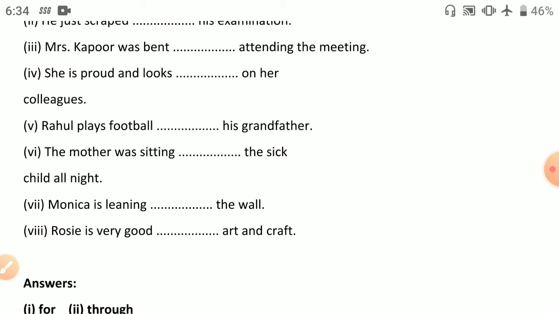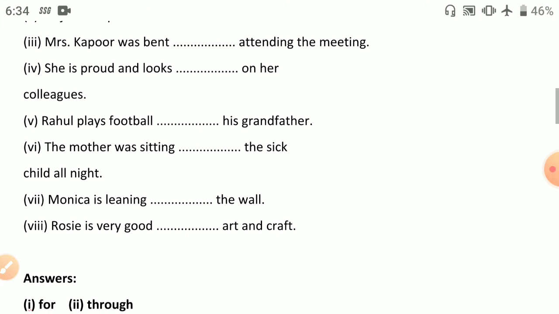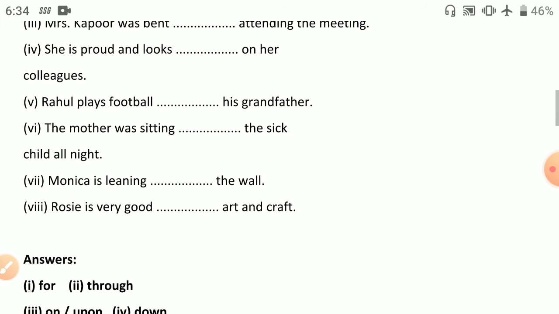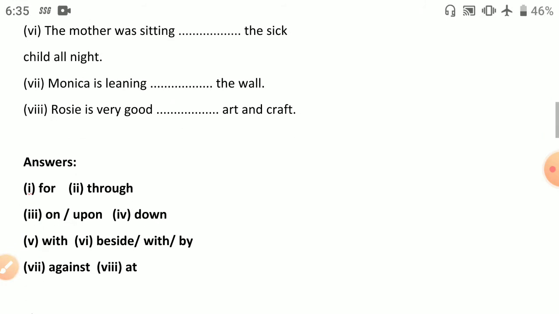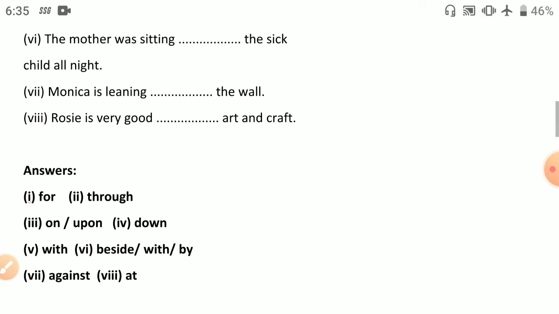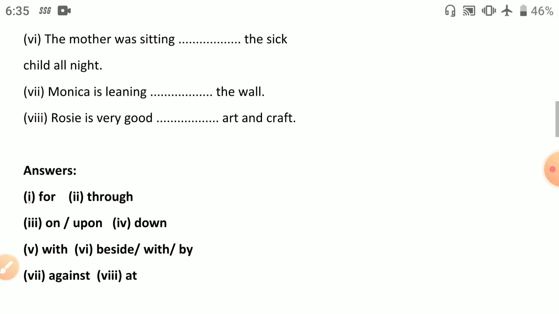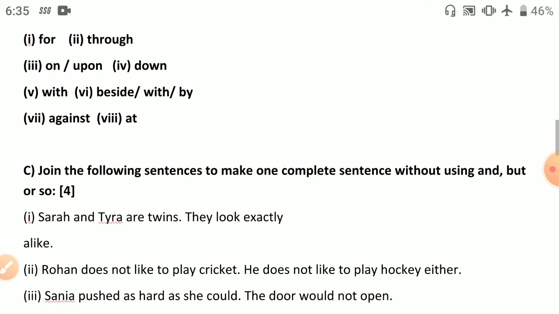Seventh one, Monica is leaning against the wall. Rosie is very good at art and craft. So here are the answers. Let's go to the next one.